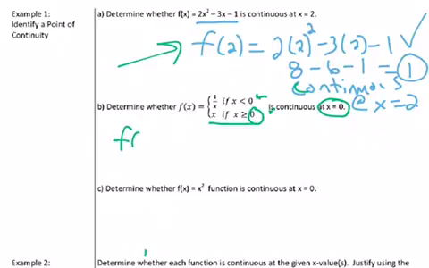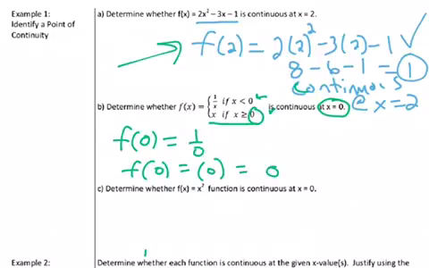So I have to do f of 0 equals 1 over 0, f of 0 equals 0. Here the answer is 0, and here the answer is undefined. Well, we have a problem. If it's not the same answer on both sides, then it's not continuous.